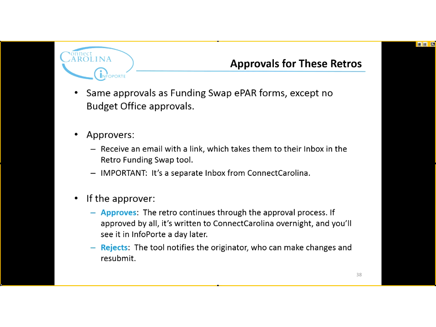If you are an originator and you're trying to figure out what's going on, once the approver approves the action, that retro is going to continue through the approval process. Once it is fully approved, so the very last person has signed off, including OSR on grants, then that will be written to Connect Carolina, and you'll be able to see it in InfoPort a day later. And you guys know there's a day lag time between information being entered in Connect Carolina and being visible in InfoPort. Should the approver reject the retro, the tool will notify the originator, and you can go in and make changes and then resubmit, and it will again begin along the approval path.